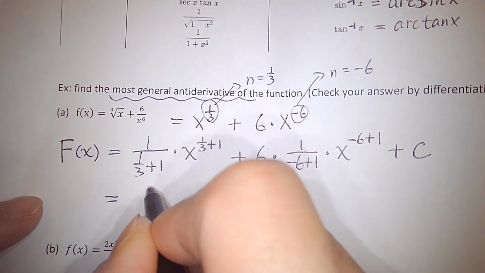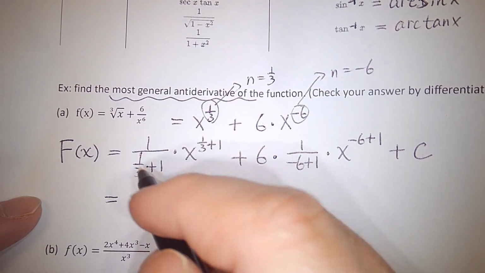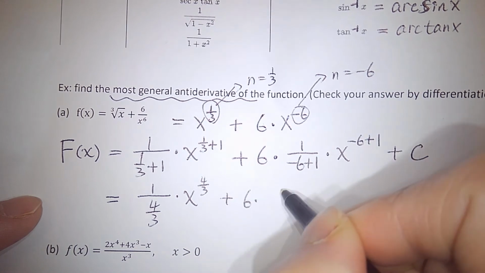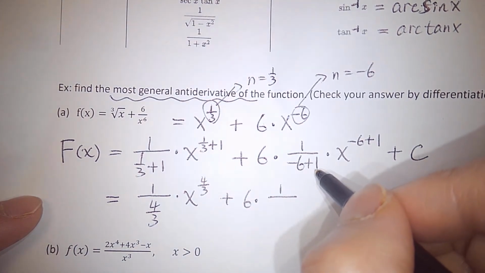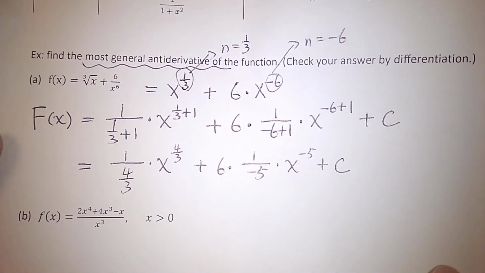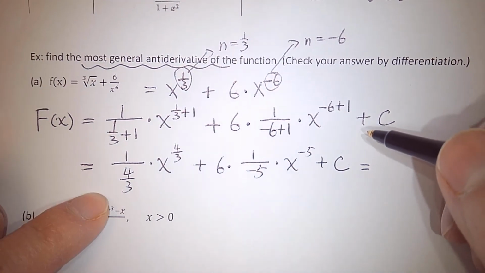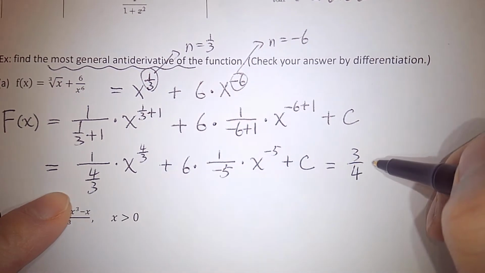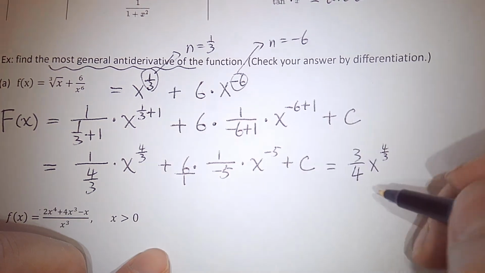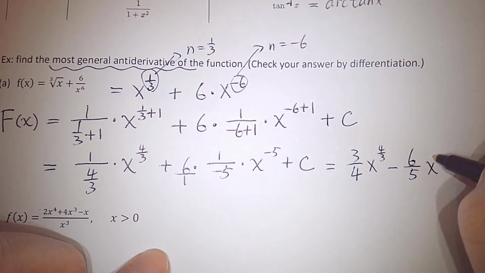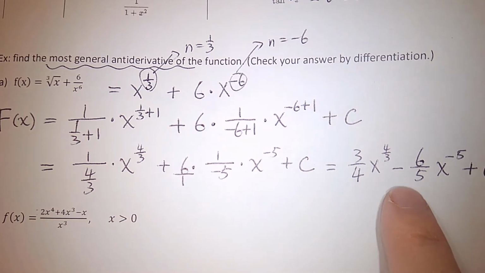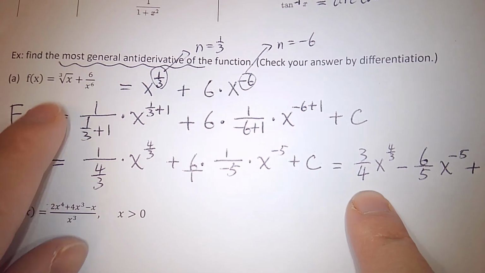So let's simplify. 1 over, what is 1/3 plus 1? 4/3. Plus 6 times 1 over, -6 plus 1 equals what? -5. X to the -5 plus constant c. We're not done yet. 1 over 4/3 equals, flip, 3/4 x to the 4/3. 6 times 1 over -5 is -6 over 5 times x to the -5th power, and then plus constant c.